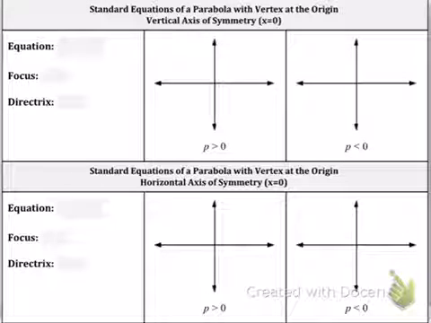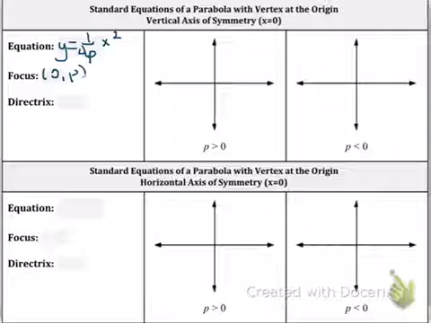So let's look at each piece. Standard equations of parabolas with vertex at the origin. And particularly we're looking at vertical axis of symmetry first. So that equation that we derived was y equals 1 over 4p x squared. The focus is always (0, p). Okay? And your directrix is y equals negative p. So notice that when the focus is positive, the directrix is negative, or they're just always opposite signs, okay? And remember that they're the same distance apart.